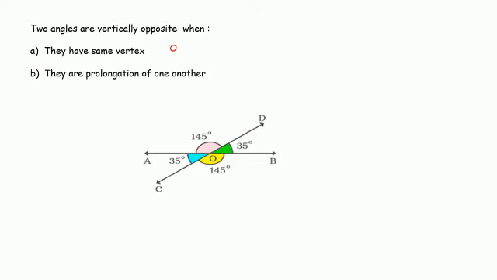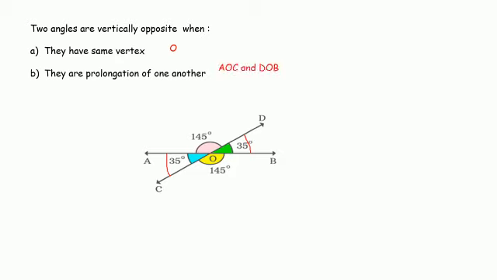So this angle and this angle are vertically opposite, since CO can be continued as a straight line to D. So we have COD a straight line, and AO continues as a straight line, so we have AOB as a straight line. And the two angles AOC and DOB are vertically opposite, since they have the same vertex O, and they are prolongations of each other.